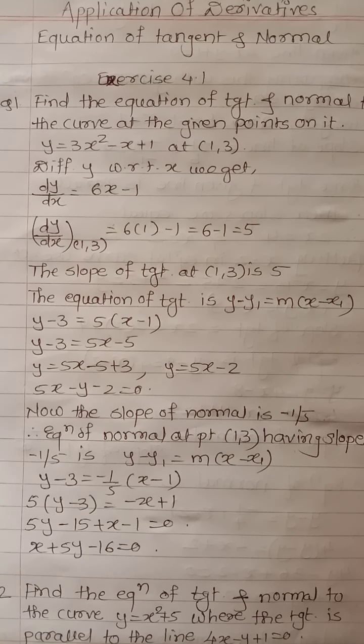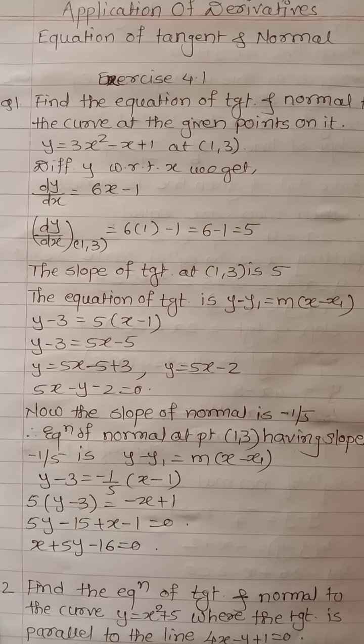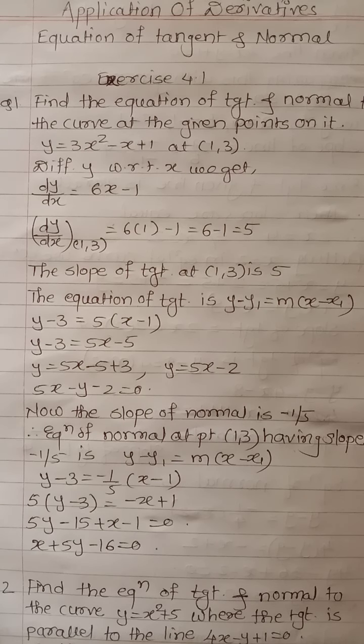Your first step is what? You have to differentiate the given curve. Then after differentiation, you get dy by dx. You have to find dy by dx at that point, and this is your slope of tangent.